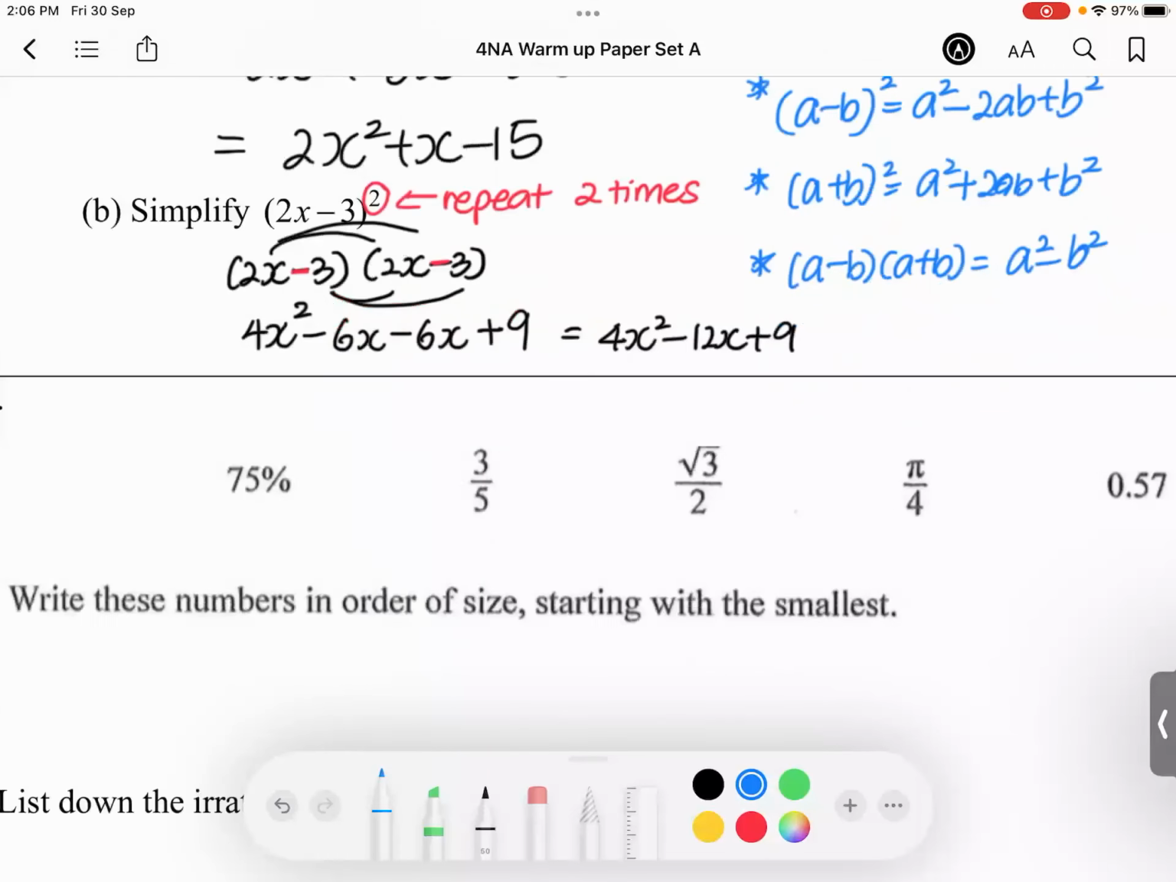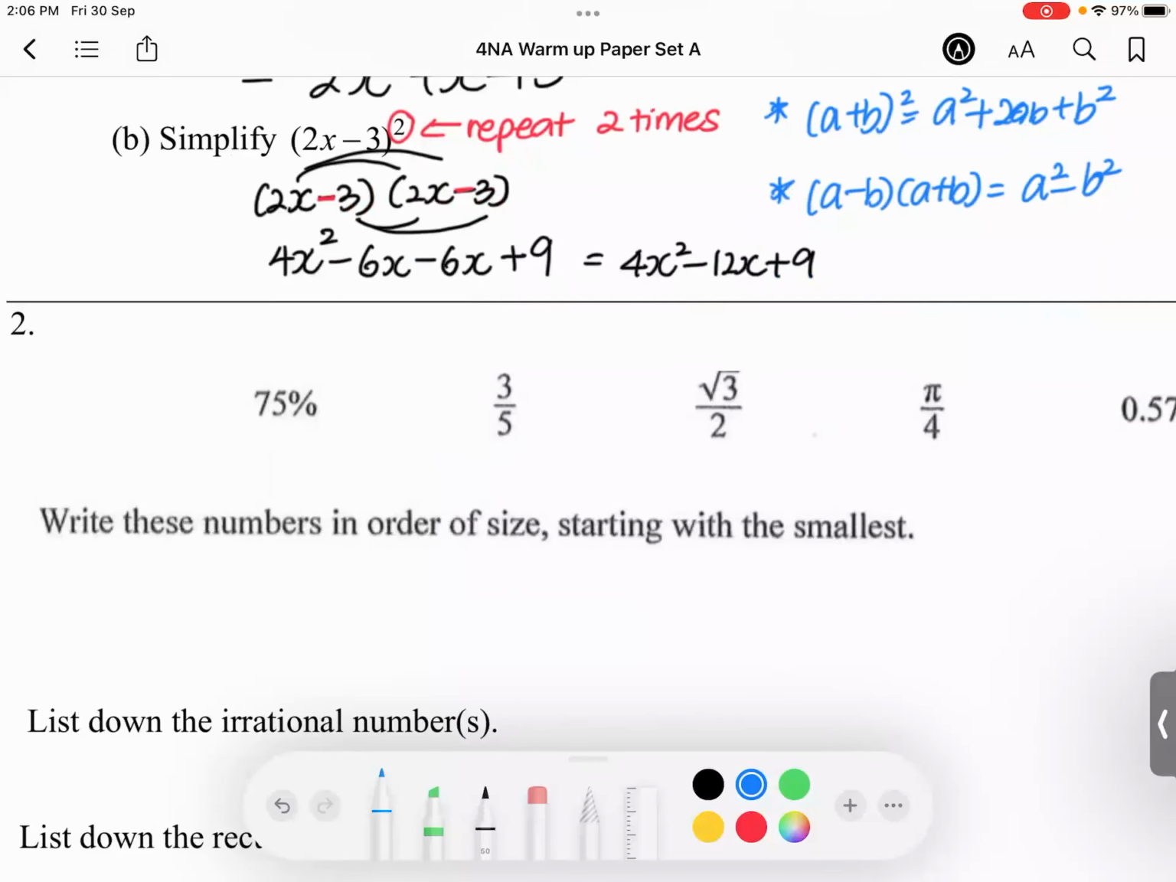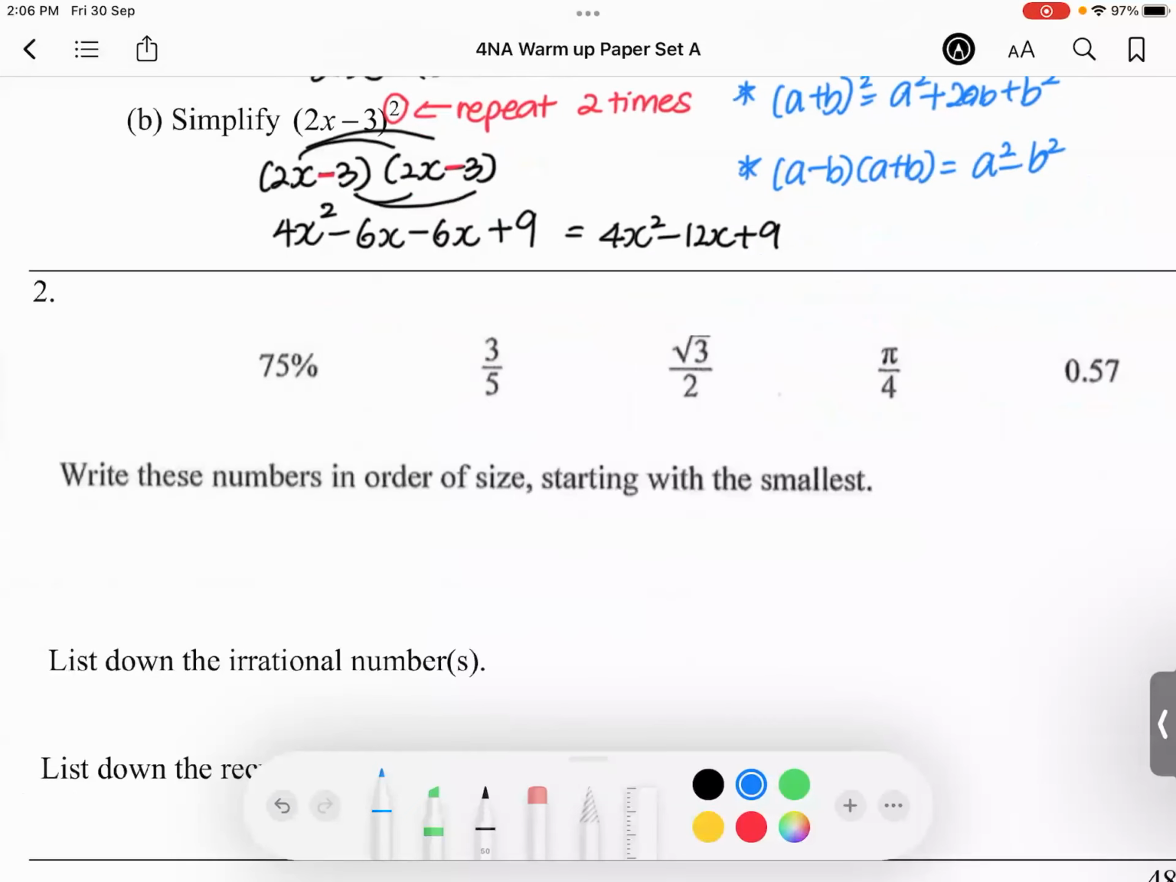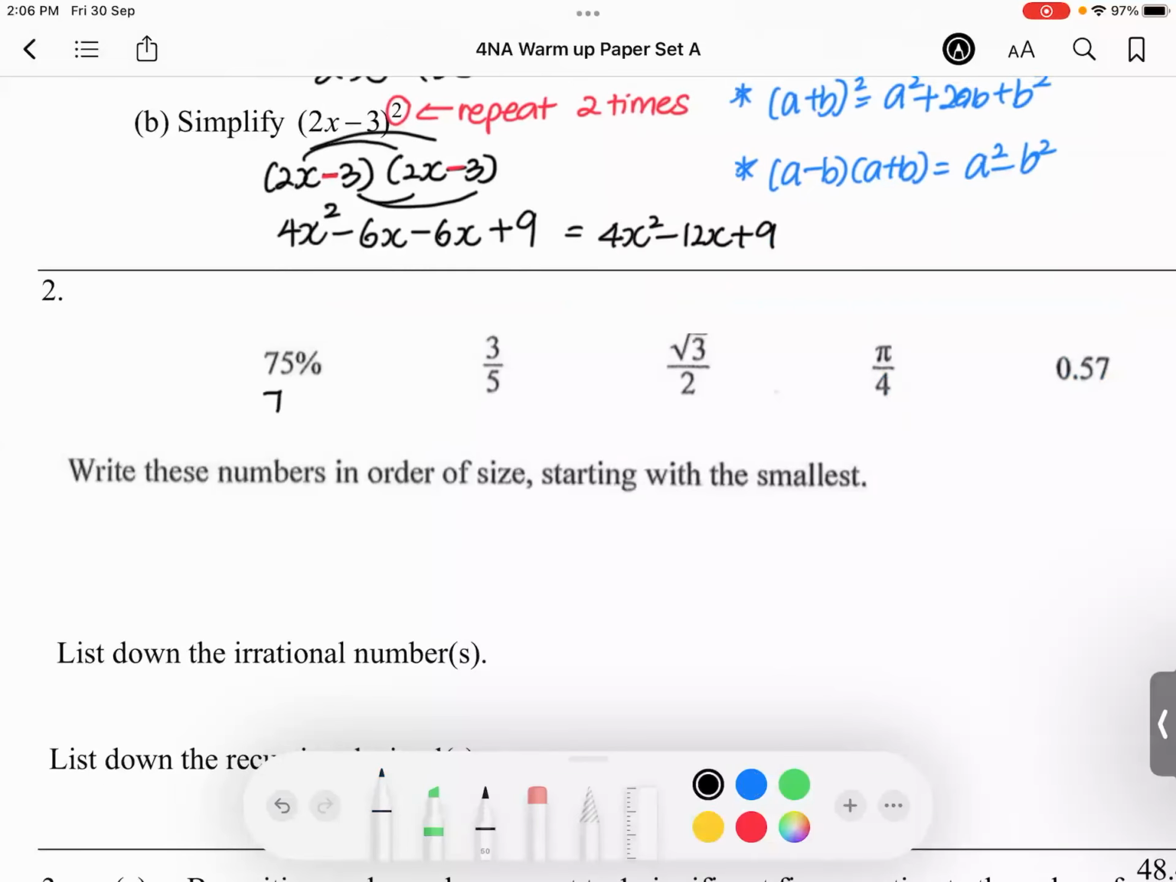Okay, next question over here. Write down the following numbers in order of size. I believe you should know how to do this. Convert each of them to appropriate decimal numbers. 75% is 75 over 100. That will give you 0.75. Okay, then this is 0.6.